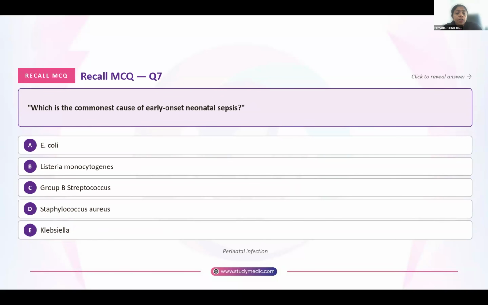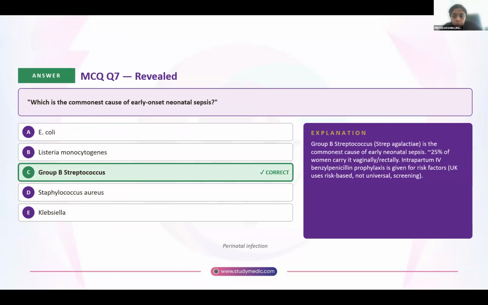Which is the commonest cause of early onset neonatal sepsis? Early onset neonatal sepsis is a very, very important thing you need to keep in mind because of the high morbidity and mortality. Now let us look into the organism. Is it E. coli? Is it Listeria? Is it group B streptococcus? Is it staphylococcus or is it Klebsiella? Now, the commonest cause of early onset neonatal sepsis is your group B streptococcus.